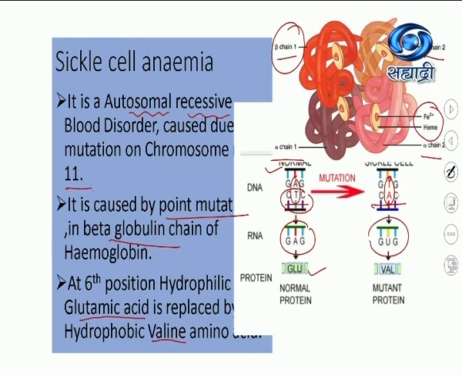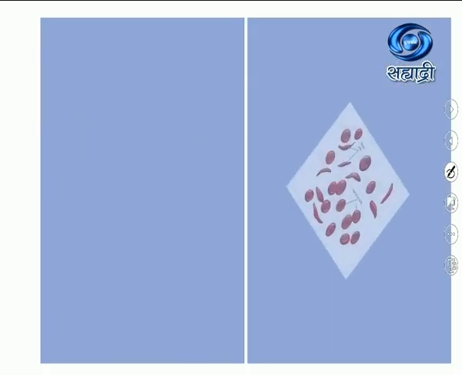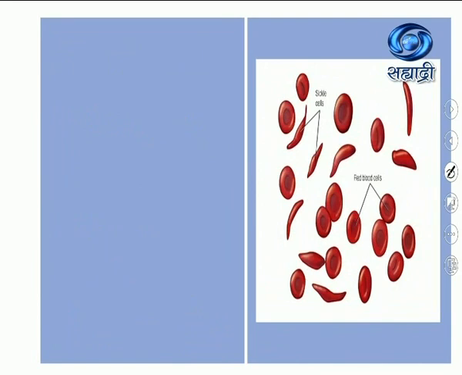This change in one place at the nucleotide brings a different amino acid. Instead of glutamic acid, now valine is brought. Now, if valine is placed at the sixth position, the entire structure of hemoglobin changes. Let us see what happens. The globin chain of the hemoglobin changes, and that's why the shape of the RBC changes.